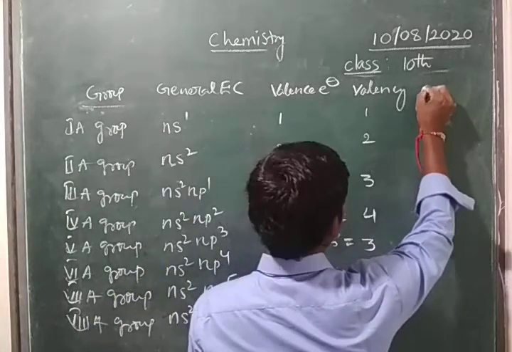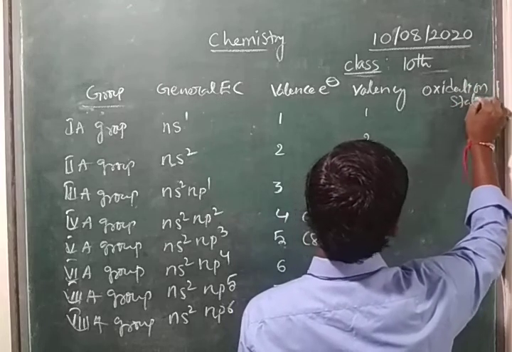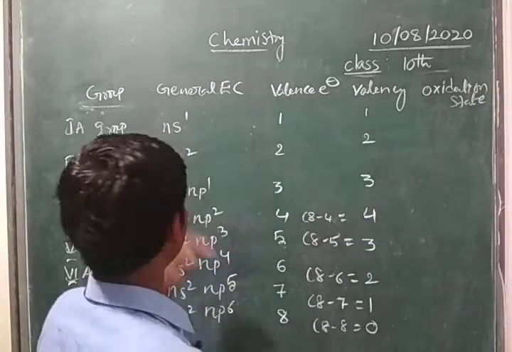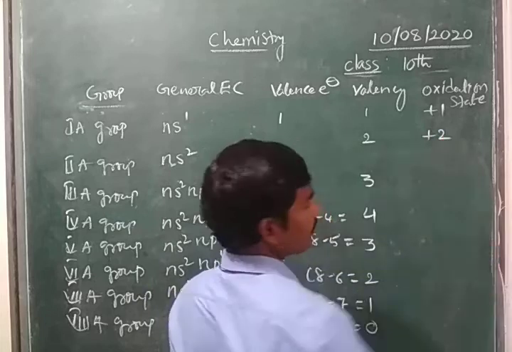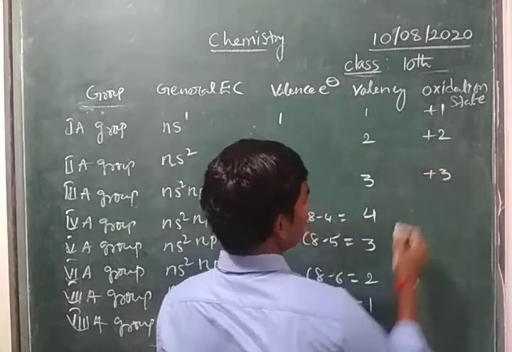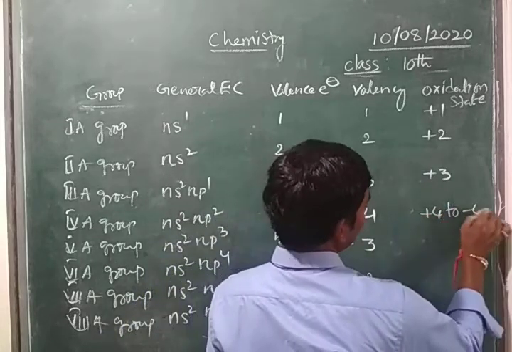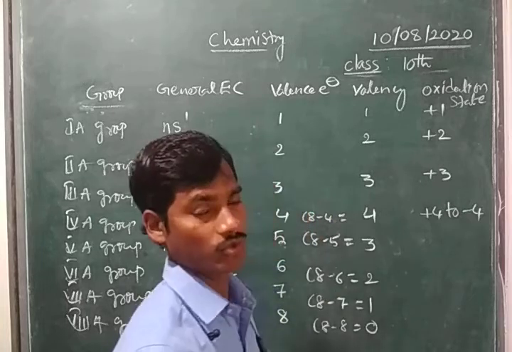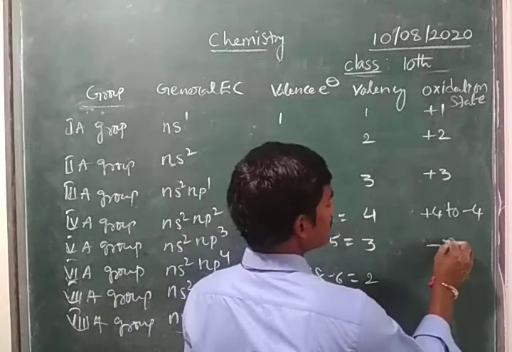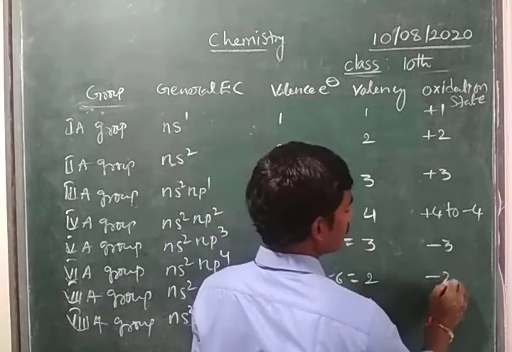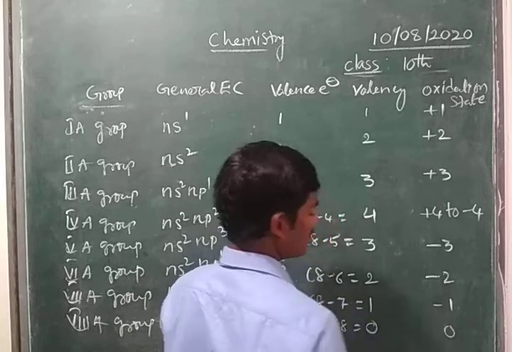Then now come to the oxidation state, or oxidation number. So about oxidation state, all the first A group elements exhibit the oxidation state always plus 1, children. Then second A group elements plus 2. Third A group elements plus 3. Here fourth A group elements, some elements exhibit plus 4 to minus 4. Especially in organic compounds, it can exhibit plus 4 to minus 4. Rarely we have to consider minus 4. And 5th A group elements oxidation state is minus 3. 6th A group elements oxidation state is minus 2. 7th A group elements oxidation state is minus 1. 8th A group elements oxidation state is 0.